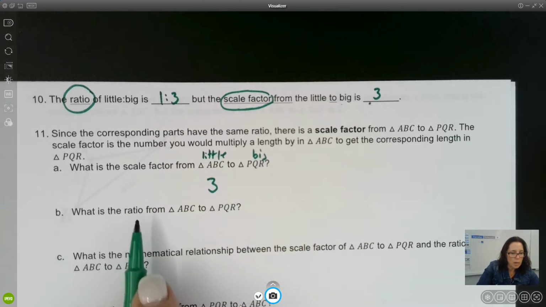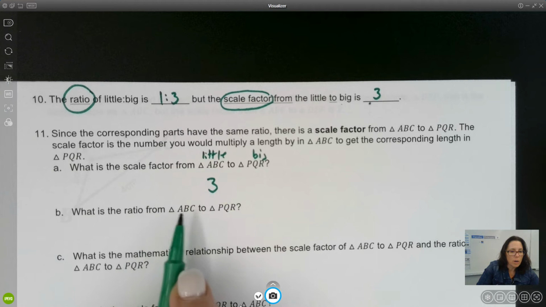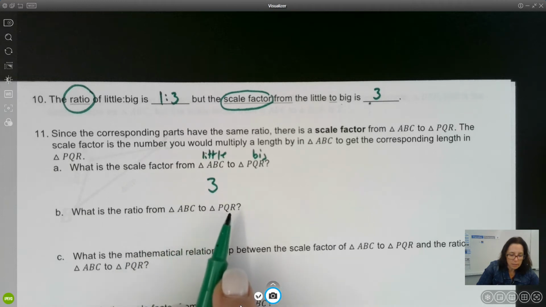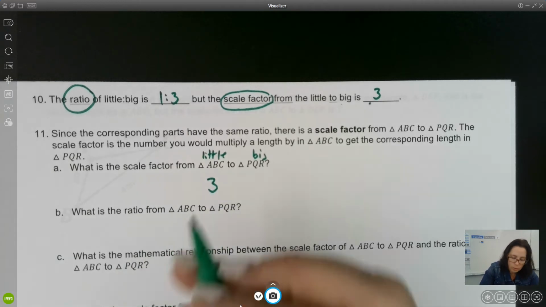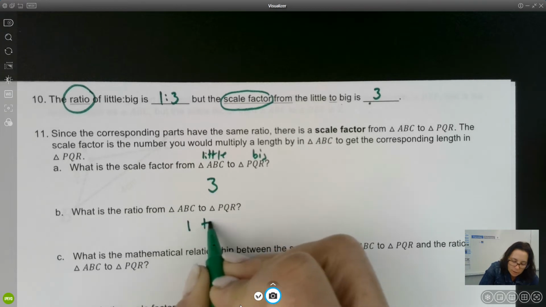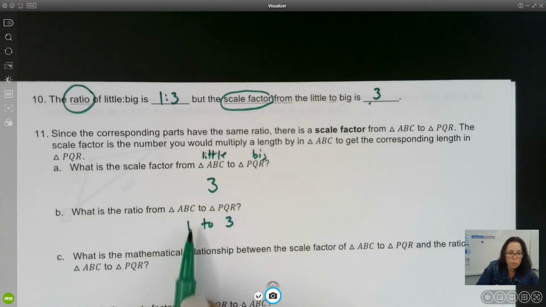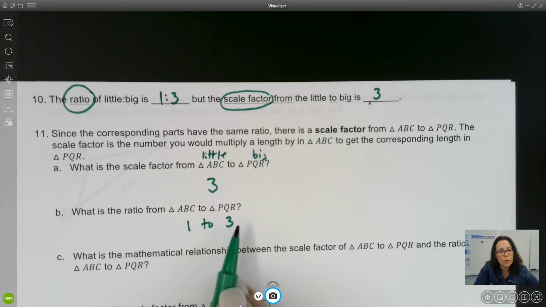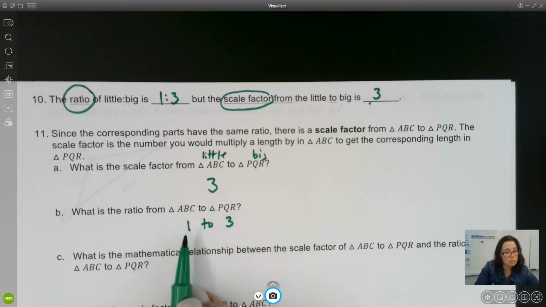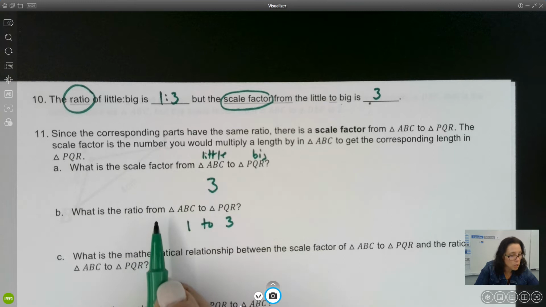What is the ratio from the little to the big? Well, the ratio is 1/3. Remember, ratio has to stay in the order that it's given, small to big. It better be the smaller number and the bigger number in the ratio. Scale factor is different than ratio. You need to understand the difference from this lesson.